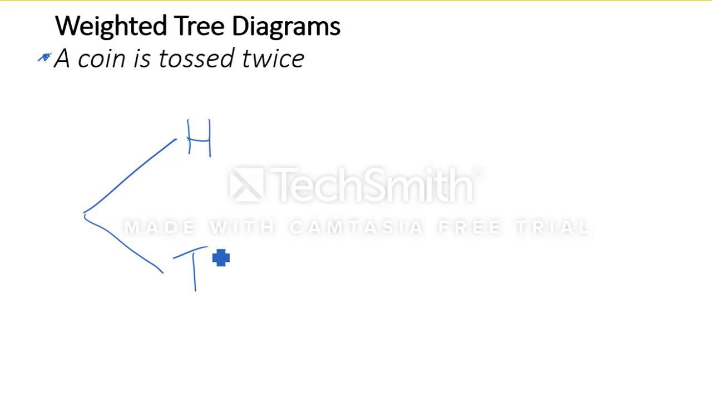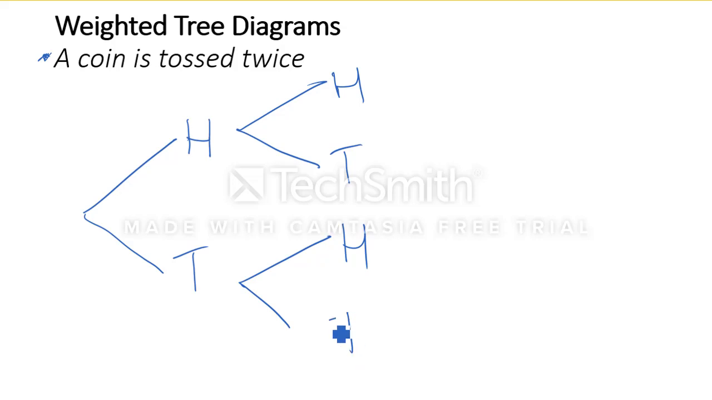If we tossed it once and it landed as a head, and we tossed it again, it will land as a head or a tail. If it landed on a tail first and we tossed it again, it could land on a head or it could land on a tail. So what we can see here is that the H and the T represent the outcomes or the sample space, and the lines represent a toss of the coin. And obviously these sections here represent each toss of the coin.